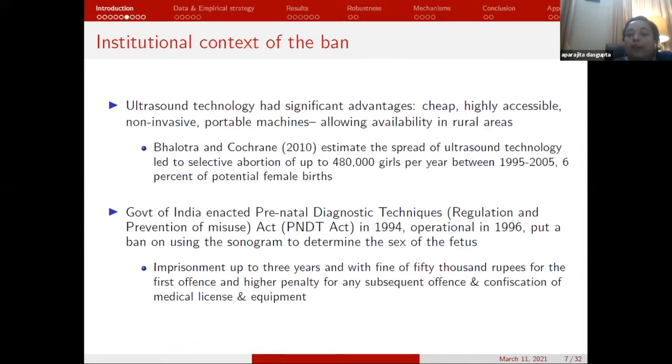The Government of India enacted the PNDT Act in 94. This was operational 2 years down the line. This put a ban on using the sonogram to determine the sex of the fetus. In terms of the penalty, it included imprisonment up to 3 years with a fine of 50,000 rupees for the first offense and higher penalty for any subsequent offense, and confiscation of medical license and equipment for the health provider.